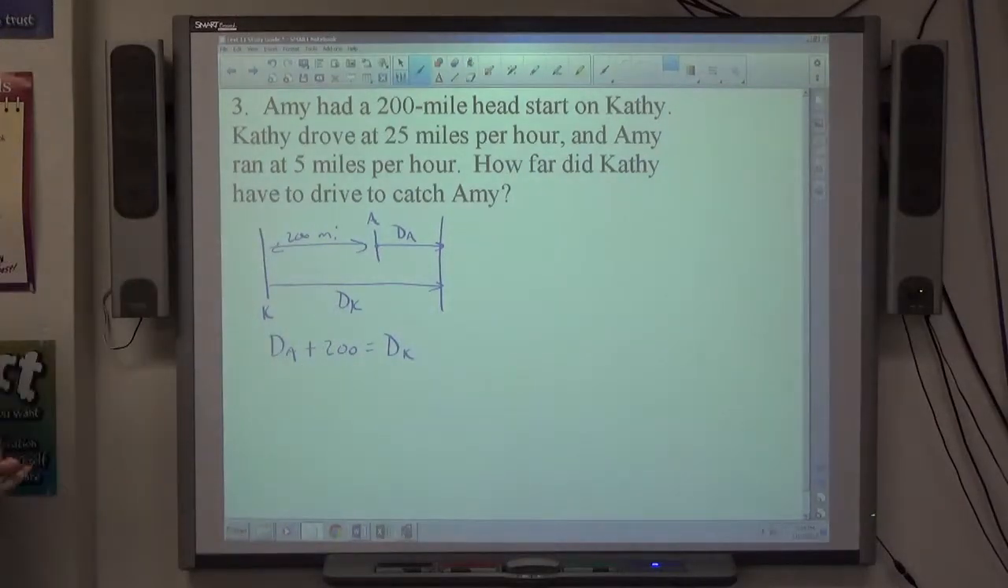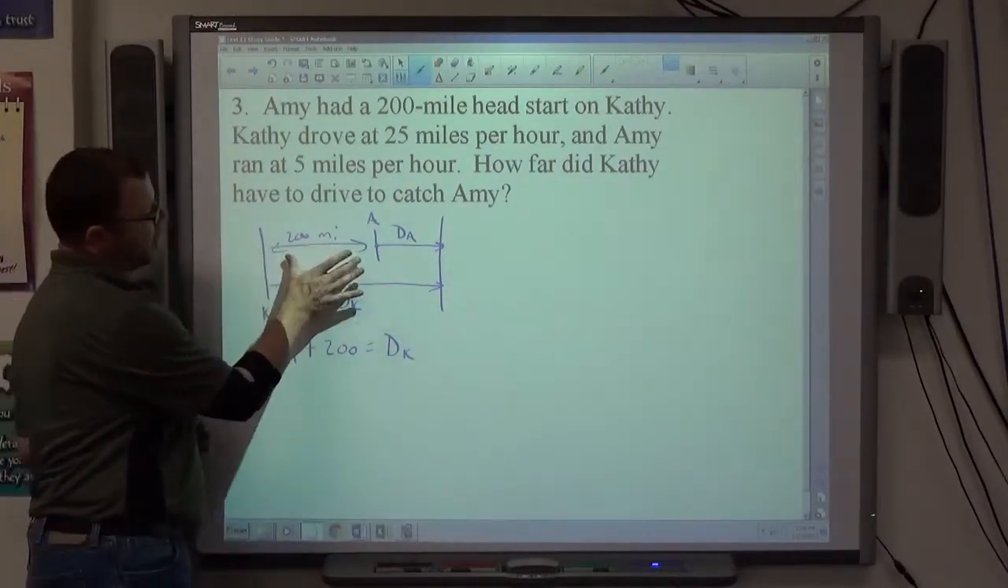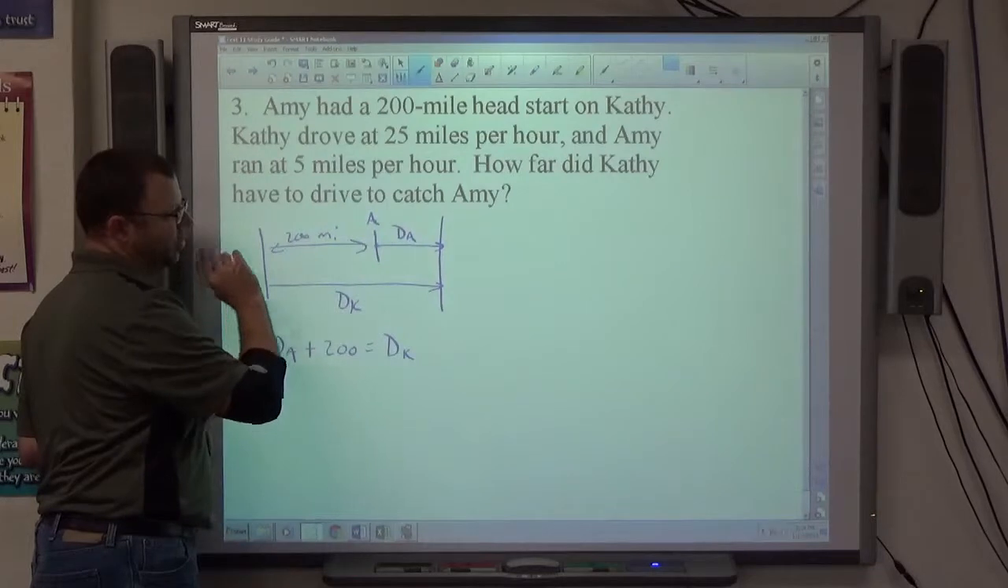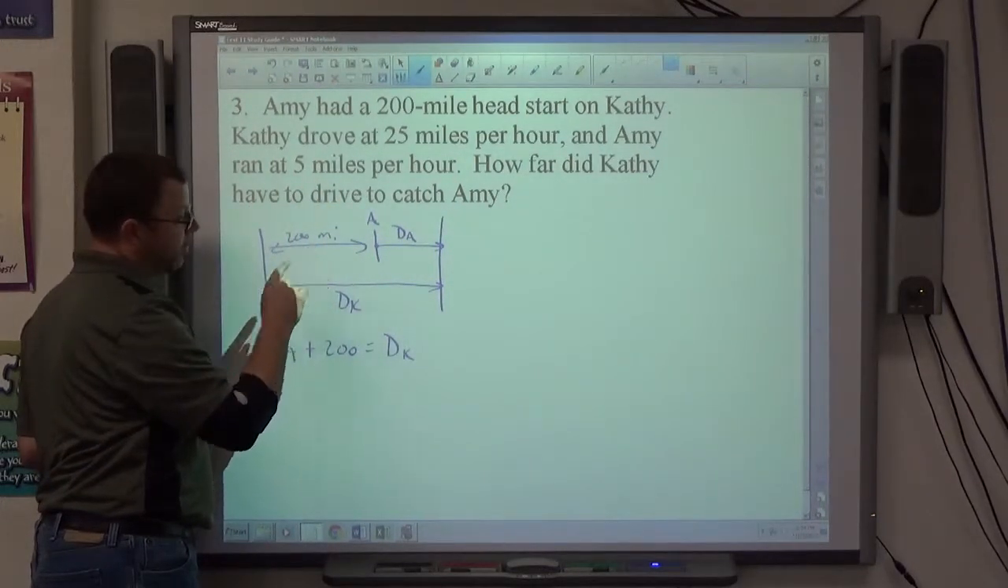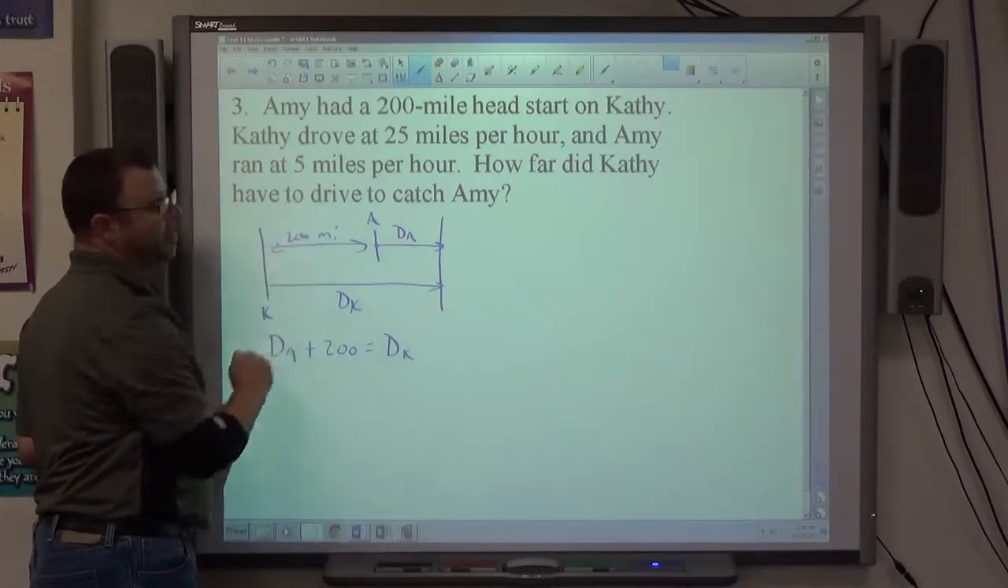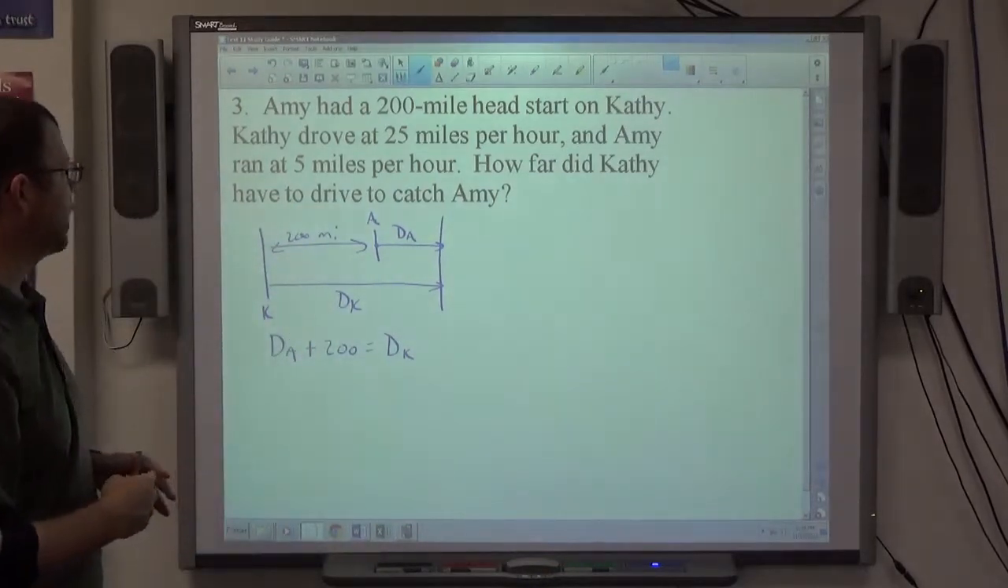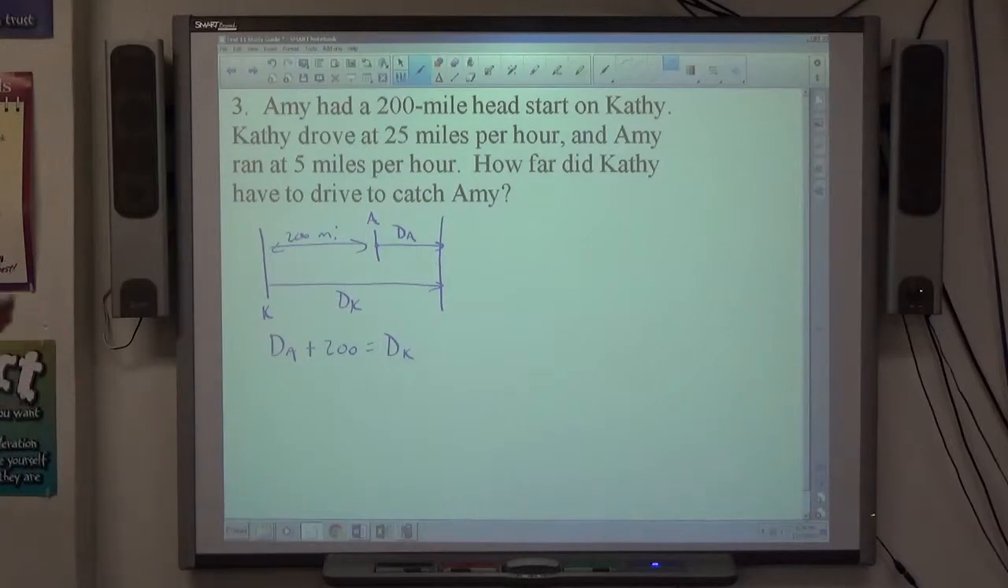All right, so I make my picture. Again, I've got my head start for Amy. She's going away. She's running as fast as she can. Apparently 5 miles an hour for a long, long time probably. Kathy's got to catch up to her. She's going 25 miles an hour. She wants to catch her, but maybe not that much if she's only going 25. But anyway, that's the distance relationship.